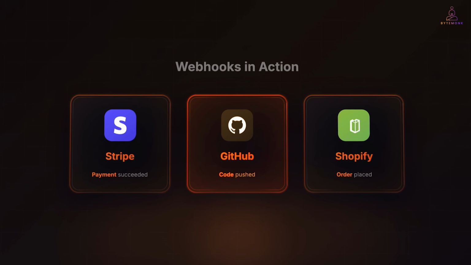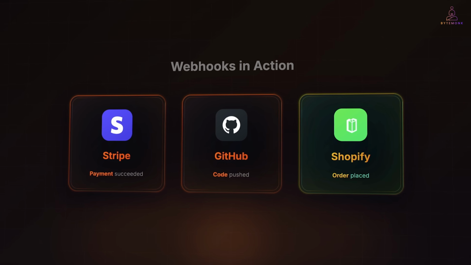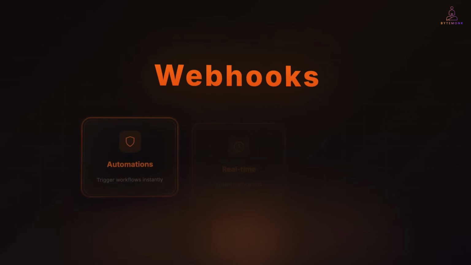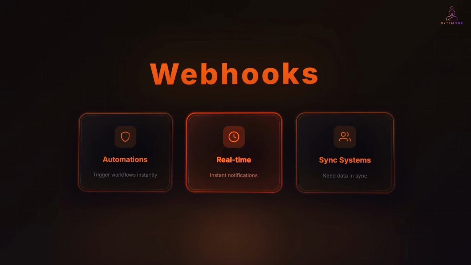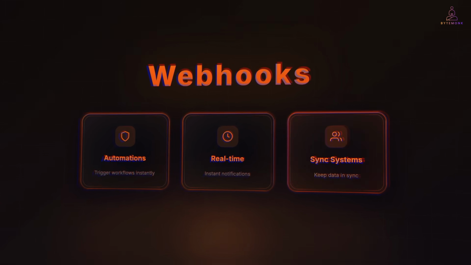GitHub triggers them on code pushes. Shopify sends them when orders are placed. Webhooks are mainly used during automating workflows, instant event notifications, or syncing systems in real time.